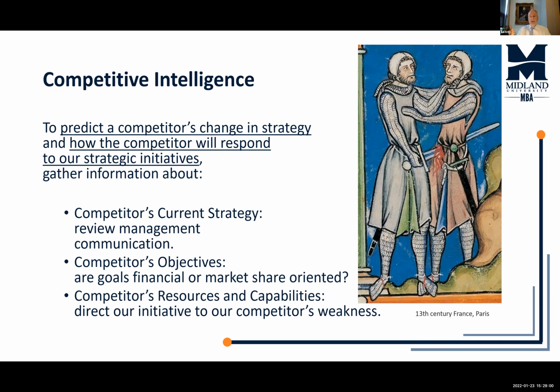And how do we see that? We look at different trade publications. We look at magazines. We look at newspaper articles. We look at the internet. If our competitor is a public firm, we can look at our competitor's annual report, for example. We look at whether our competitors' objectives are financial objectives or if they are market share objectives.